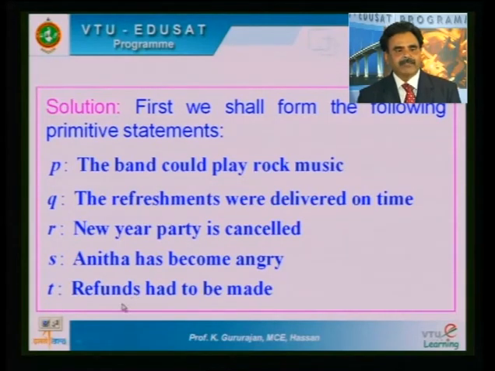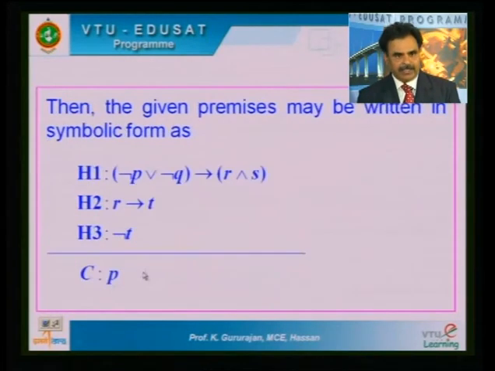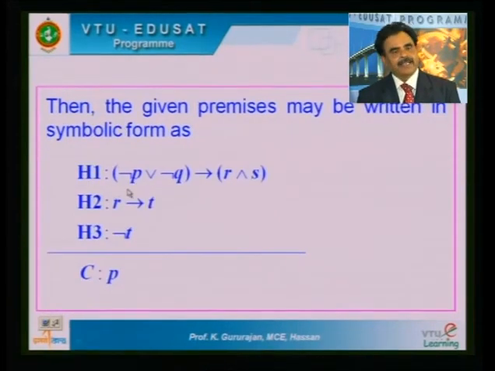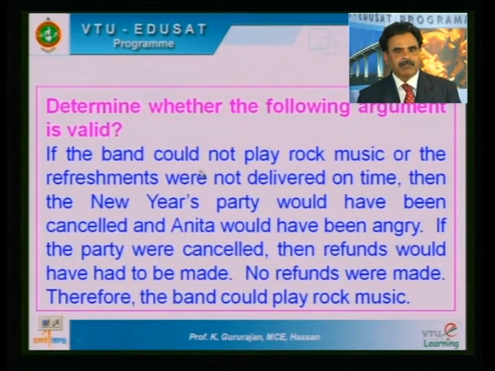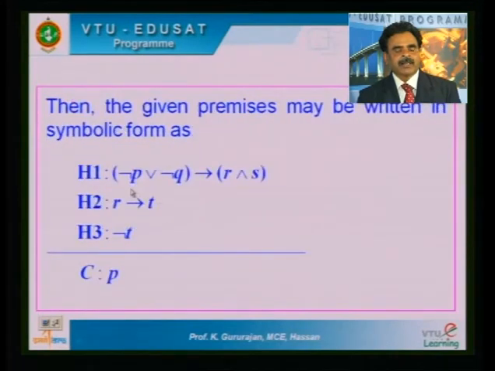Now using these five simple propositions, let us formulate the given problem symbolically. The first one: negation P or negation Q implies R and S. That means the first premise is: if the band could not play rock music or the refreshments were not delivered on time, then the party will be cancelled and Anita will become angry. So I can write this statement as negation P or negation Q implying R and S.